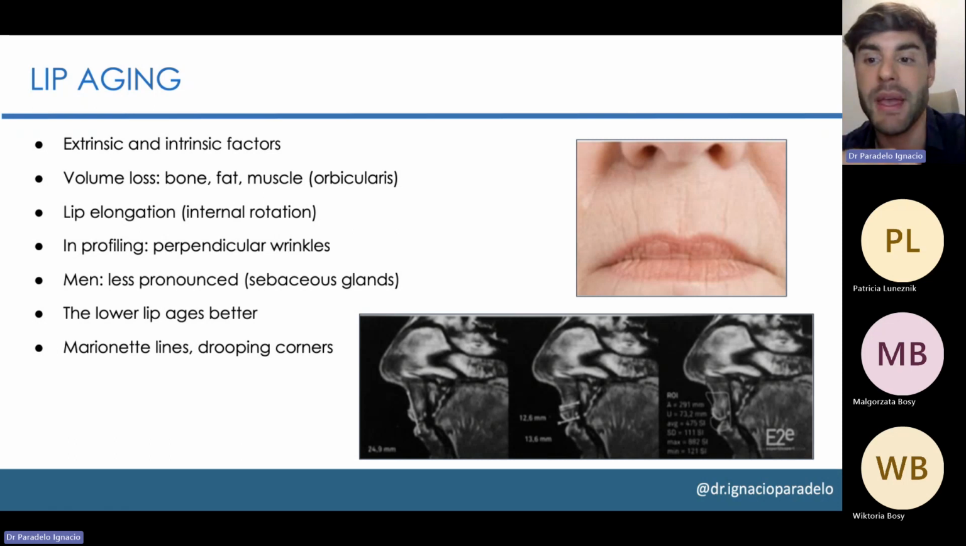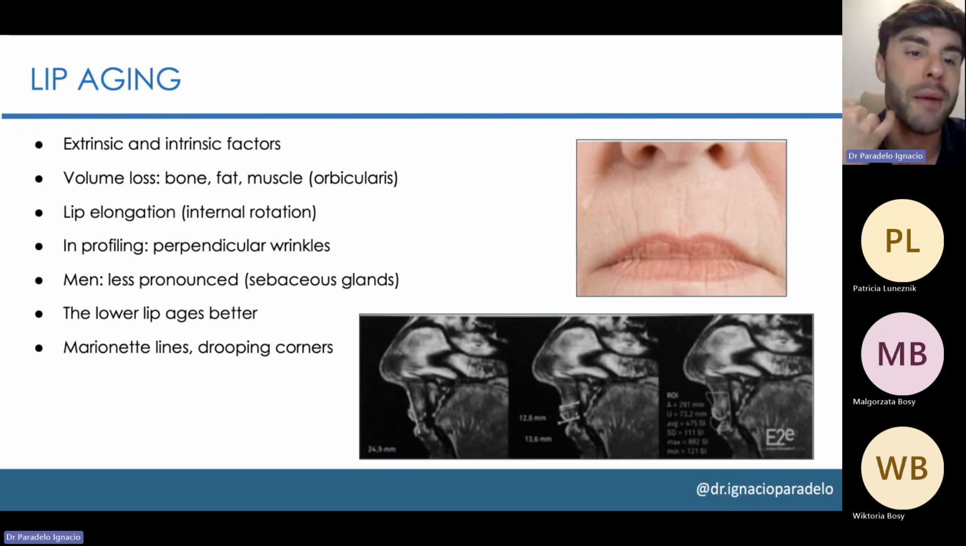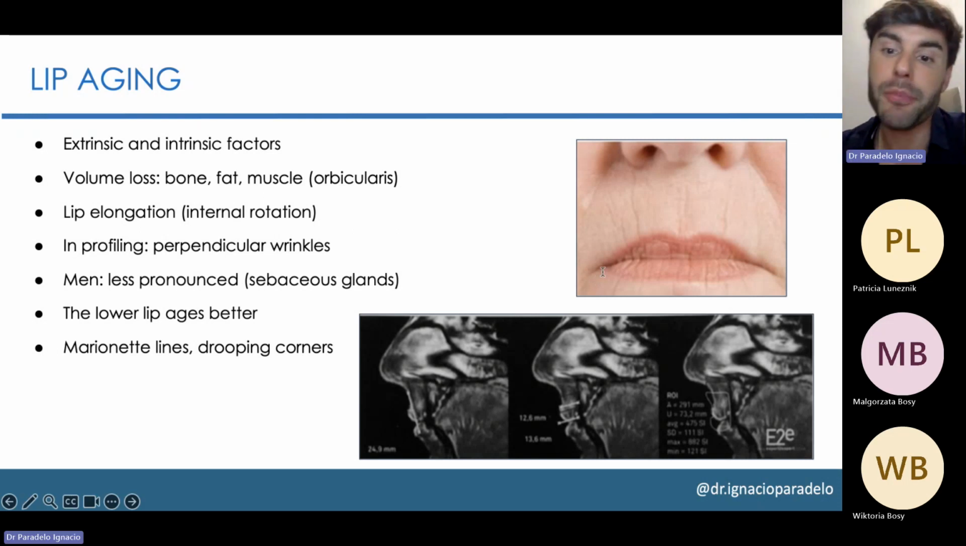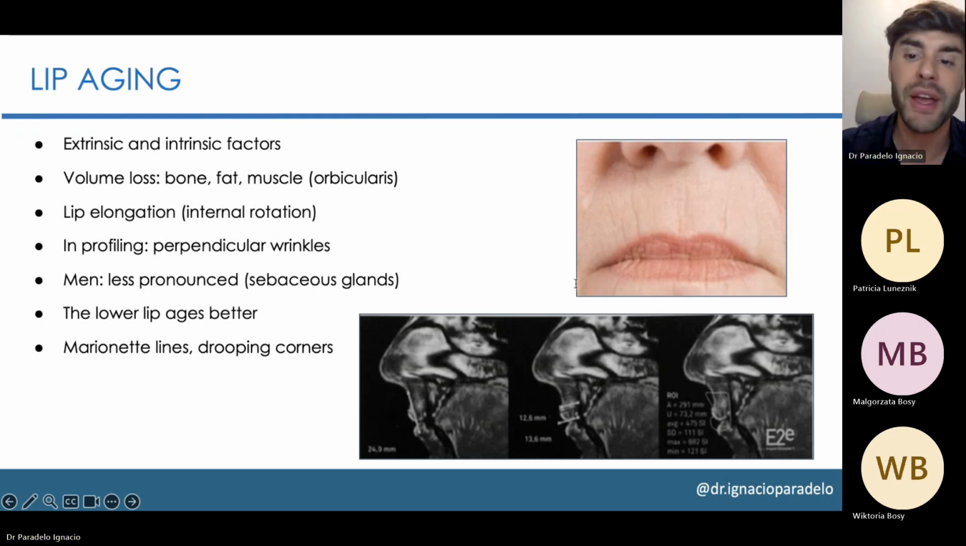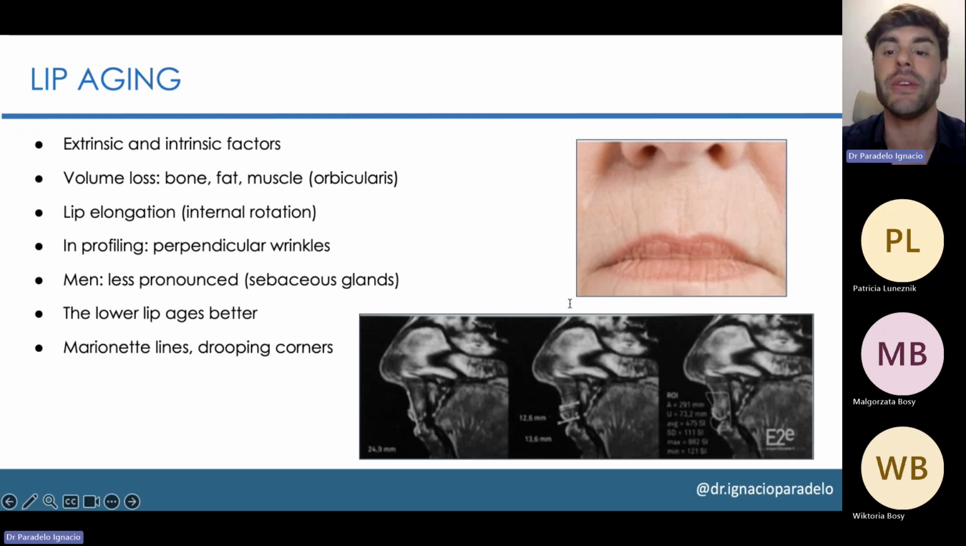Wrinkles are less pronounced in men thanks to the presence of the sebaceous glands. That's why we usually don't have those perpendicular wrinkles. Also, another particularity is that the lower lip ages better than the upper lip. And finally, a very characteristic feature of aged lips is the marking of the marionette lines and the depression of the mouth corners.